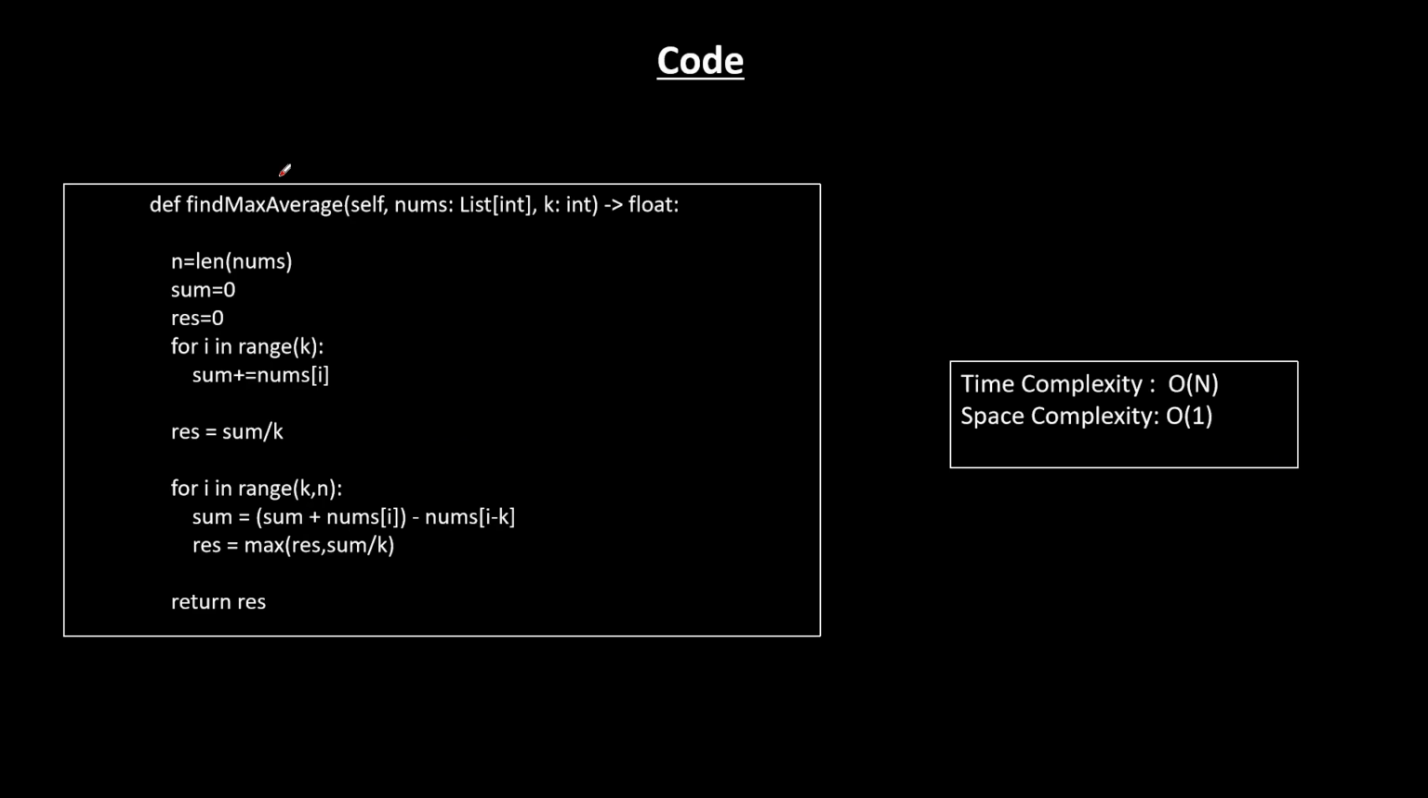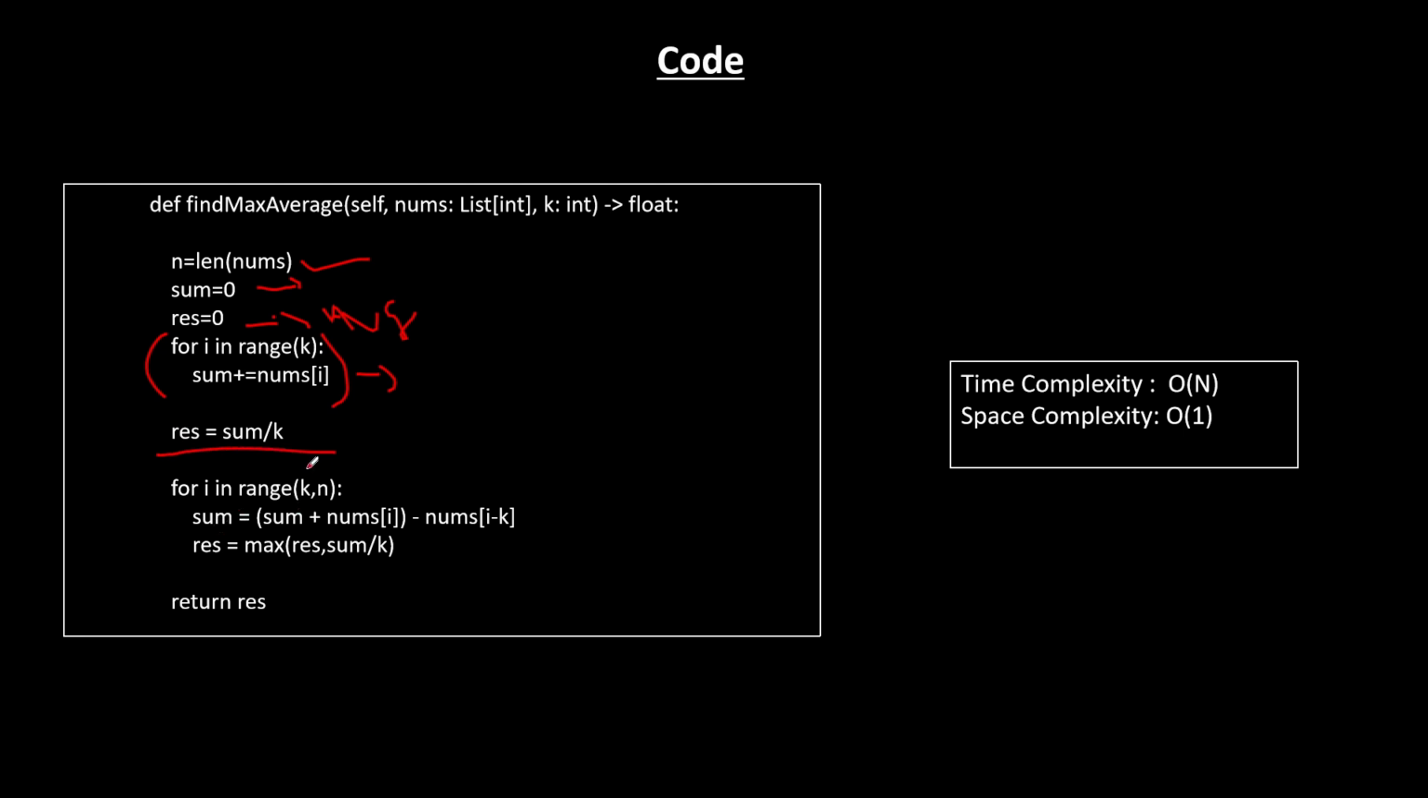The code is the exact copy of the approach we discussed. Let's understand it line by line. We take out the length of the nums array first of all. Then we declare the variables sum and result. Sum stores the summation of the particular window and result stores the average. Fine. And this is the first window we create of size k, right? Then we take out the average for that window.